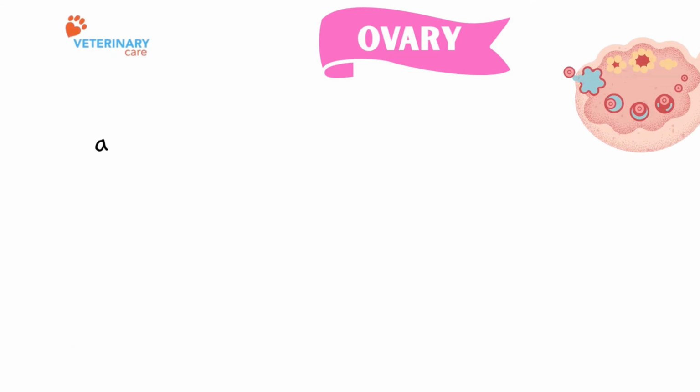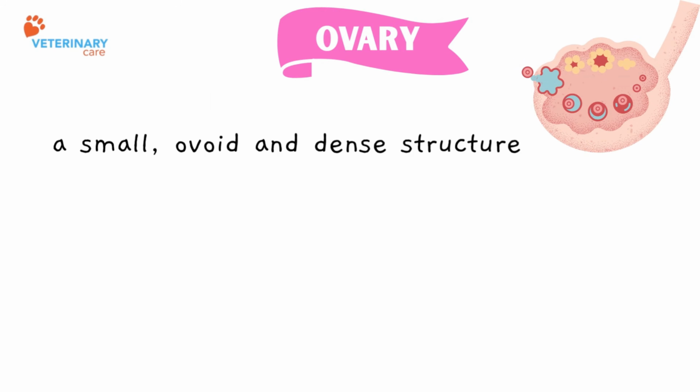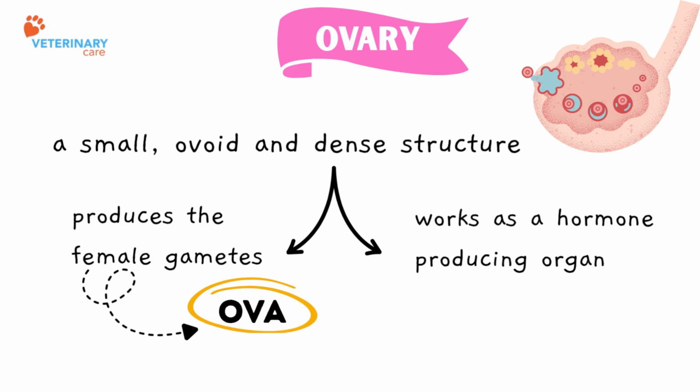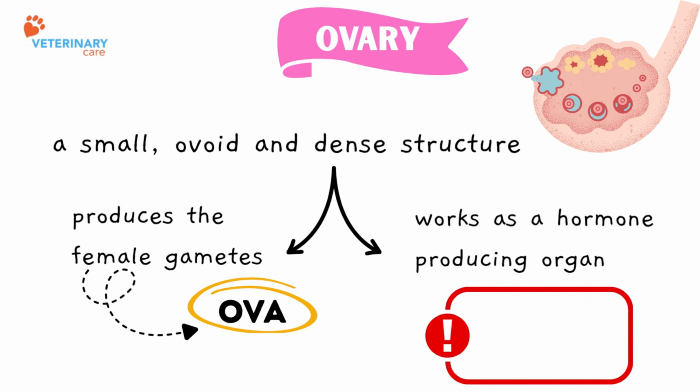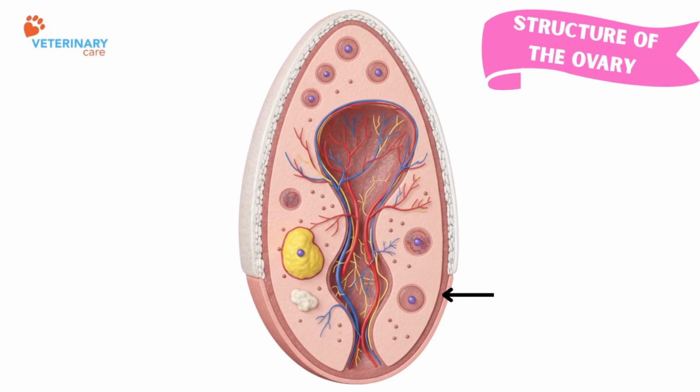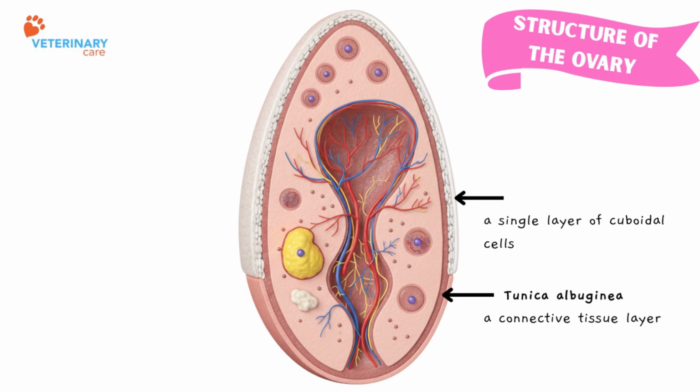The ovary is a small, ovoid and dense structure that performs 2 very important jobs. First, it produces the female gametes called ova. Second, it works as a hormone-producing organ. The main hormones secreted are estrogen and progesterone. Now let's move into the structure of the ovary. On the outside, there is a connective tissue layer called the tunica albuginea, and this is covered by a single layer of cuboidal cells called the germinal epithelium.